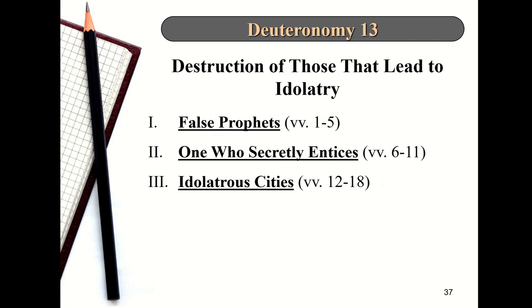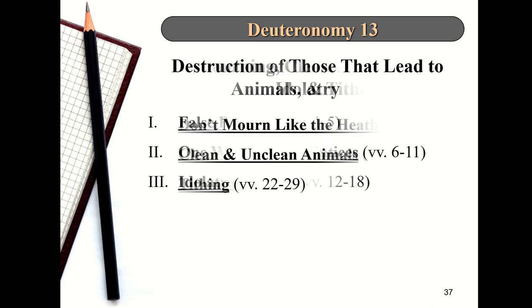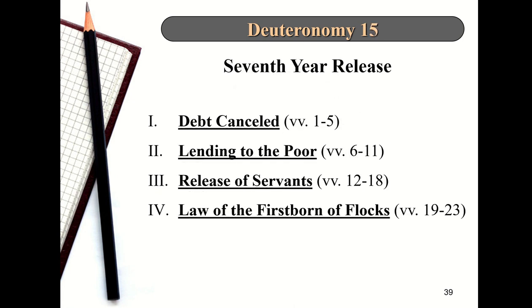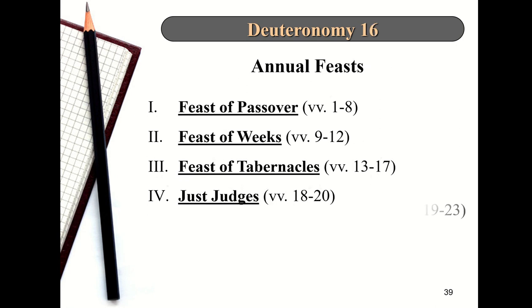Chapter 13, there is to be destruction of those that lead to idolatry. There are false prophets, one who would secretly entice; destroy those. Even if it involves family, they are to be destroyed. He warns them about uncleanness, mourning like the heathen. Don't adopt the heathen practices. Tells them about clean and unclean animals and about tithing. There is the seventh year release, how debt would be canceled. There were regulations about lending to the poor, the release of servants, and the law of the firstborn flocks.